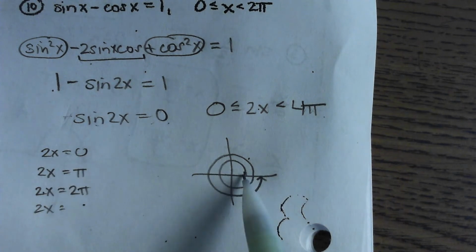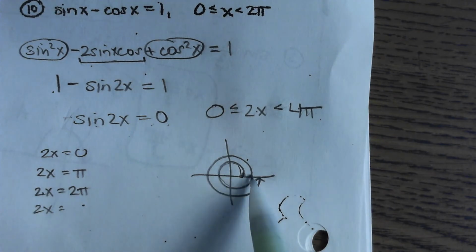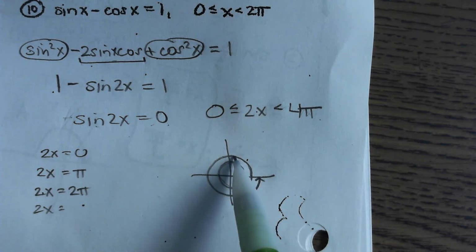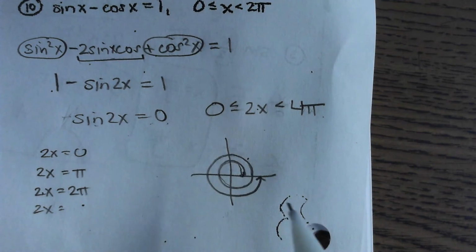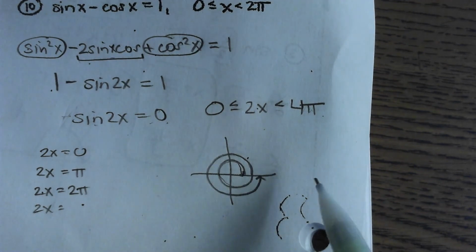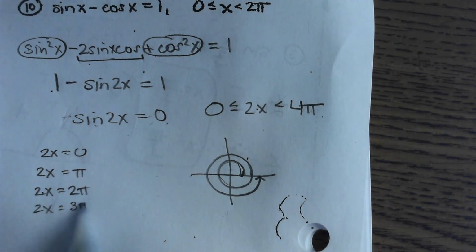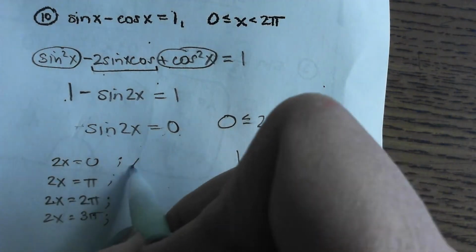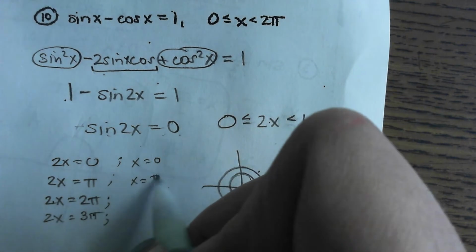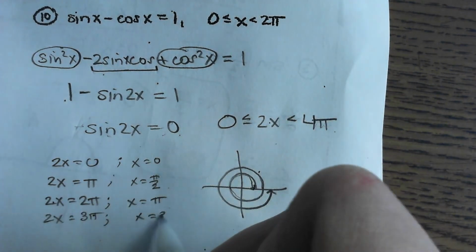When does sine equal 0? So we said sine of 0 is 0. Sine of pi is 0. Sine of 2 pi is 0. What's the next one we're going to get to? Nope. 4 pi is not in our interval. That doesn't have an equal sign. 3 pi. And then when you solve each of those, x equals 0, x equals pi over 2, x equals pi, x equals 3 pi over 2.